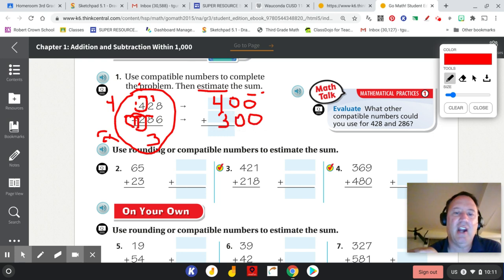So now I'm going to start at the ones column to find the sum. So 0 plus 0 is 0. 0 plus 0 is 0. 4 plus 3 is 7. So my estimate is 700.